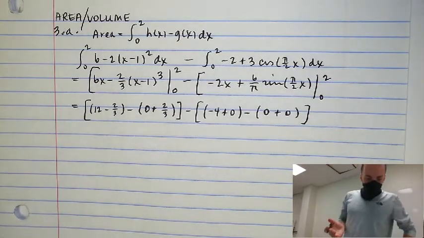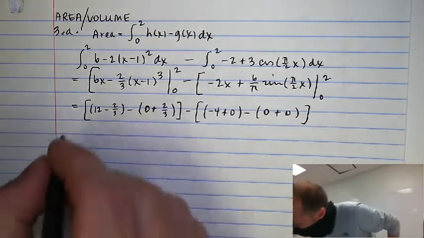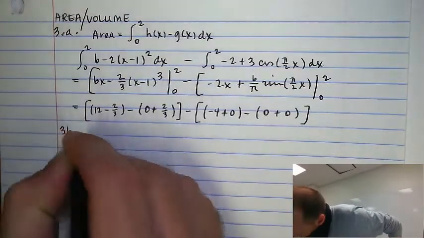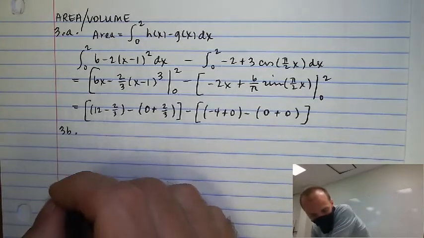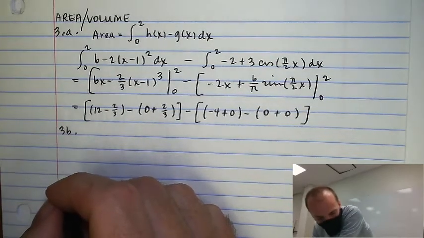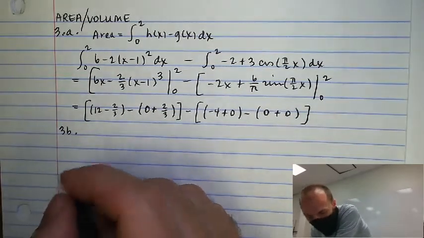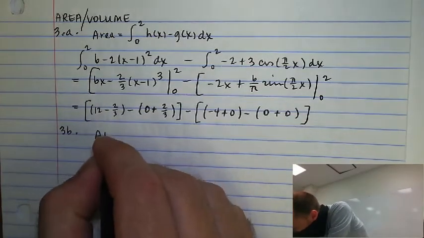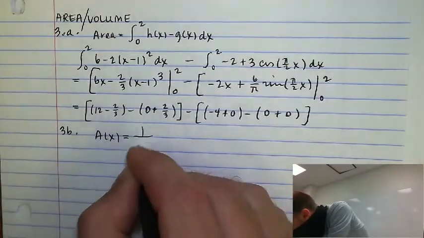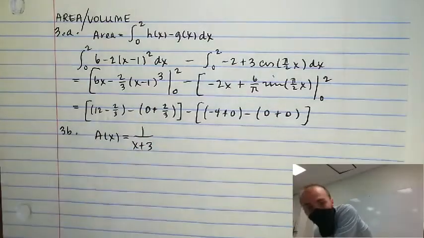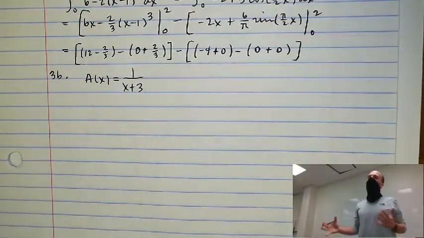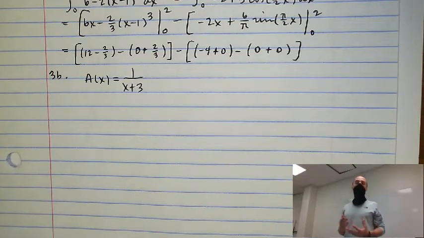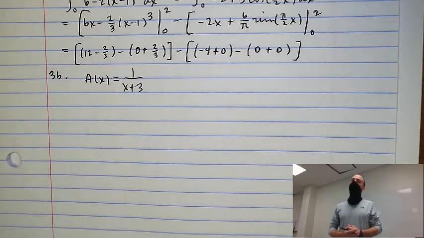All right. Region R is the base of a solid. For the solid, at each x, the cross-section perpendicular to the x-axis has area A of x equal to 1 over x plus 3. Okay, what's the volume of the thing? Well, I don't know what kind of shape is going to give you area equals 1 over x plus 3, but I imagine it's not a regular shape.